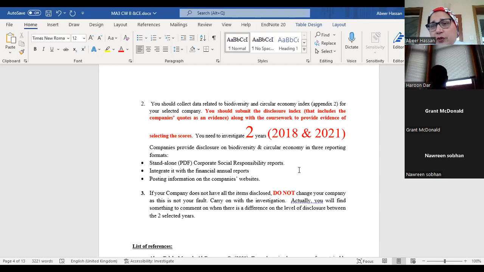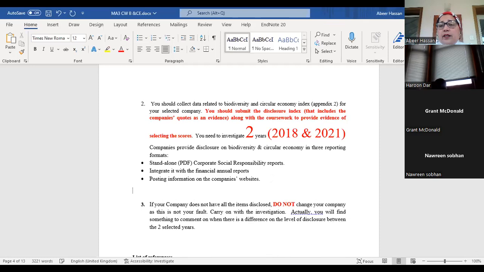Companies, of course, issue financial annual reports, and there might be a section of that about corporate social responsibility or biodiversity, or companies post information about them on their website. So if you find, for example, that a company posted something on their website, that means it is current.